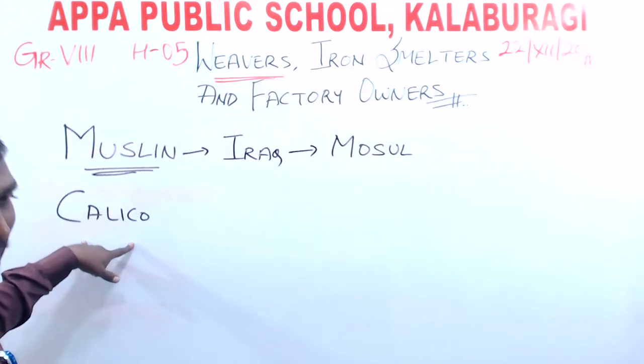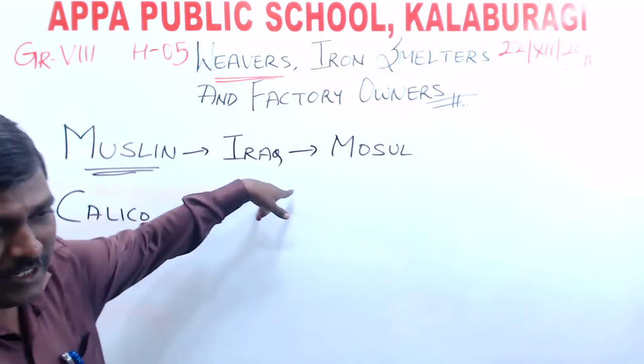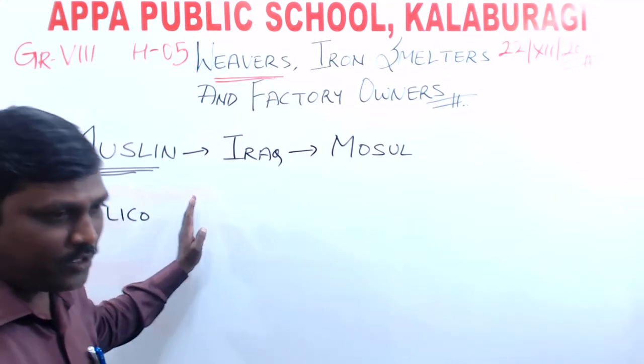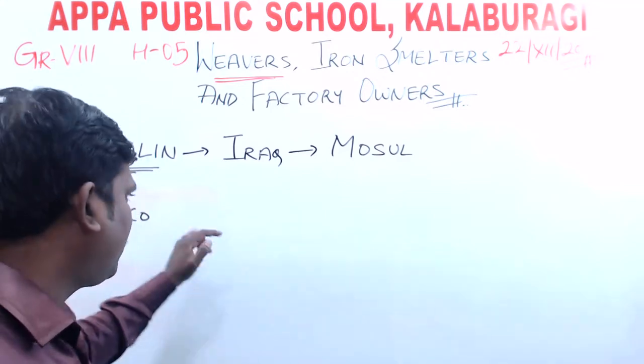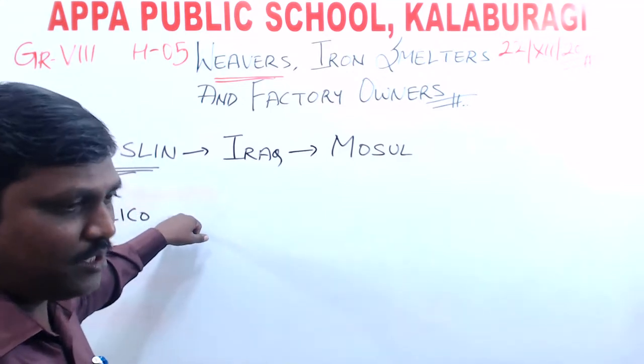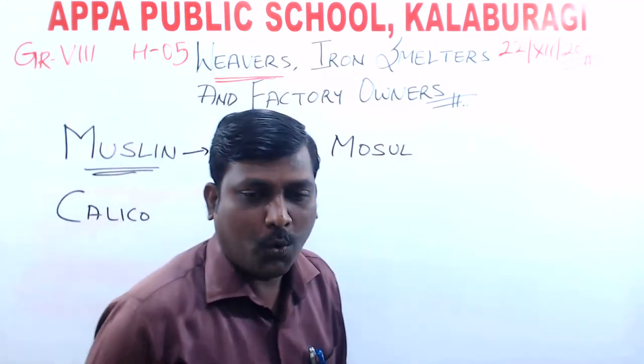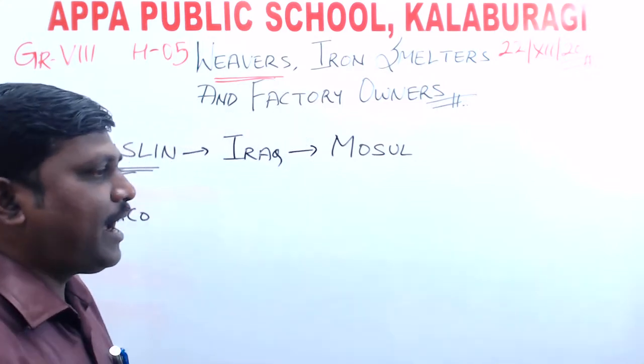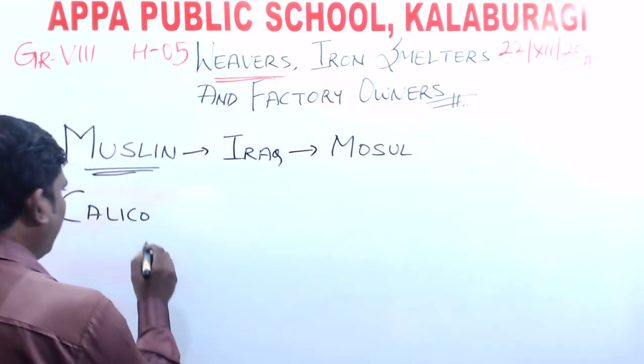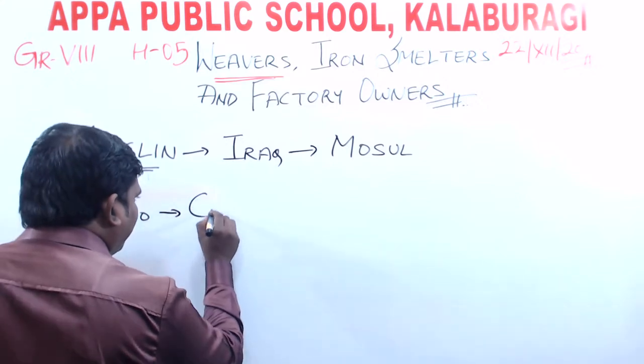Okay. So, now again, coming back to calico. Calico went to Portugal along with Vasco de Gama. There the people started using the cloth and they called the particular cotton cloth calico. This was one of the cloths. And another one, we have this calico from Calicut.